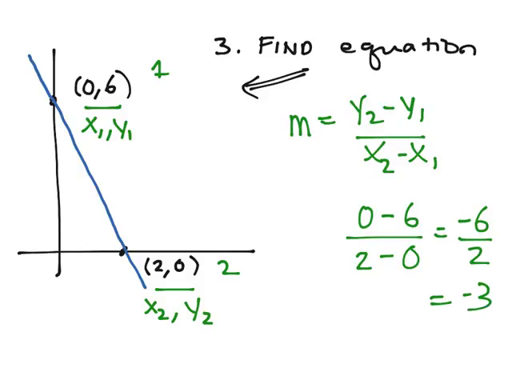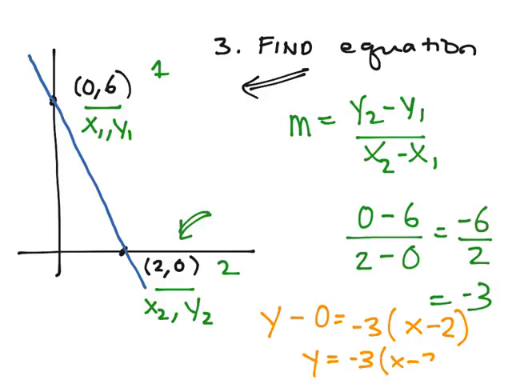And let's choose this point as the point in our point-slope form. So y minus 0 is equal to negative 3 times x minus 2. Y is equal to negative 3 times x minus 2. Ta-da! So, just to recap, for the point-slope formula equation, all you need is a point on the line, any point at all, and the slope of the line.